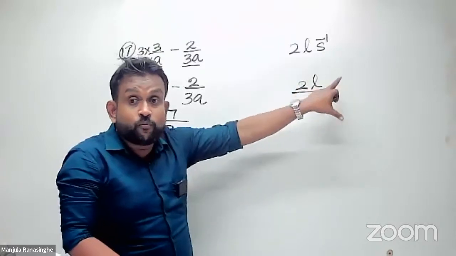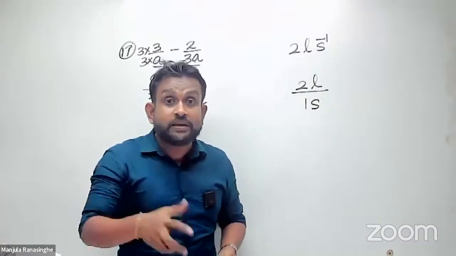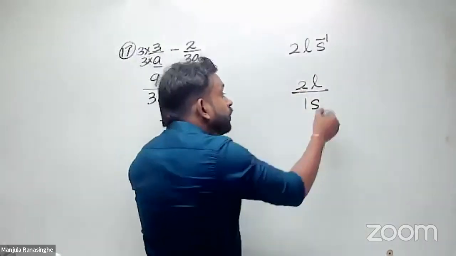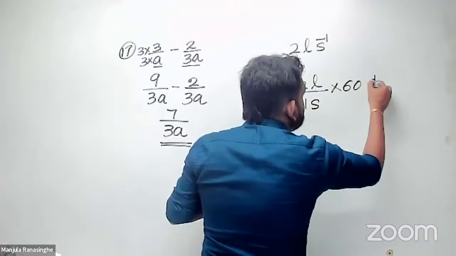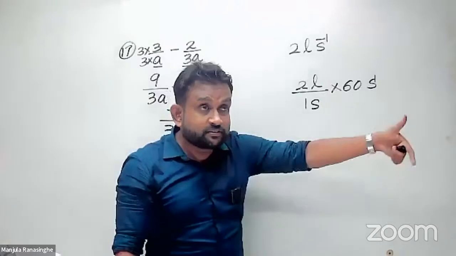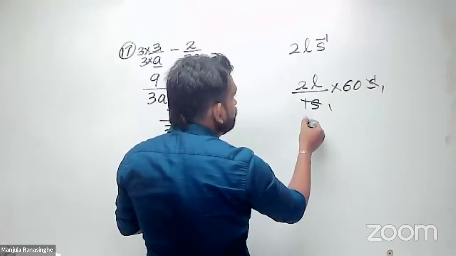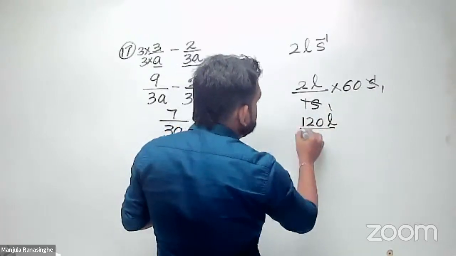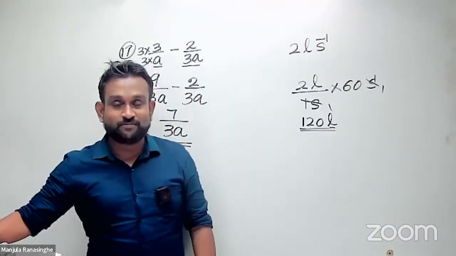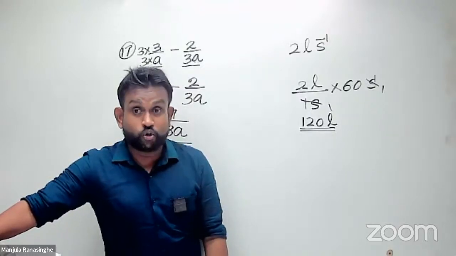They are asking what the amount of water flowing within 1 minute is. Now you need to convert 1 minute to seconds. 1 minute means 60 seconds. You multiply: 2 liters per 1 second means within 60 seconds, how much? The seconds cancel, and 60 times 2 gives 120 liters. That is like a scholarship exam question. Within 1 second this much, within 1 minute how much? No need for heavy maths.